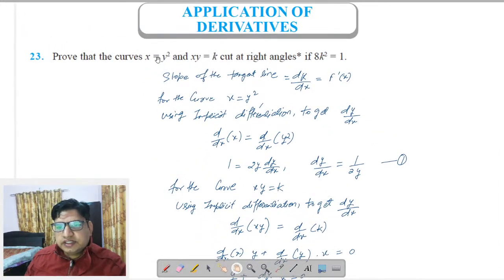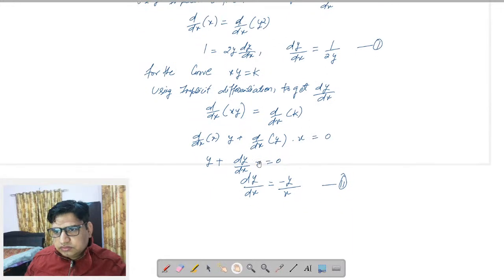So prove that the curves x equals y squared and xy equals k cut at right angle if 8k squared is equal to 1. Okay, so what can we do in this? dy by dx is equal to 1 upon 2y and dy by dx is equal to minus y upon x.